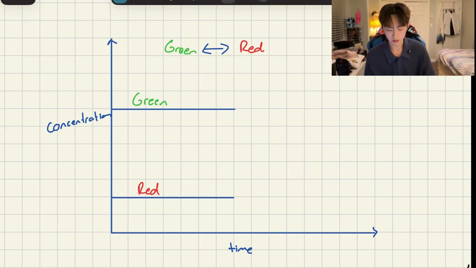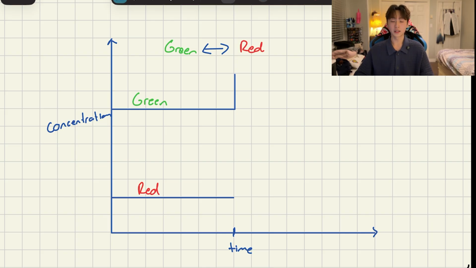So let's look at this example here. I have green, which is in equilibrium with red. That's just a random example. So as you can see, the concentrations are constant. They're not moving. So they are initially in equilibrium. But let's say at this time right here, I added more green. Okay, so the concentration of green is going to go up at this time. And then the concentration of red stays the same.